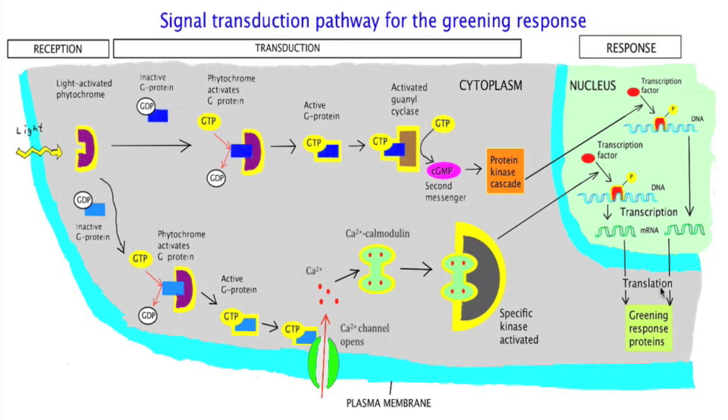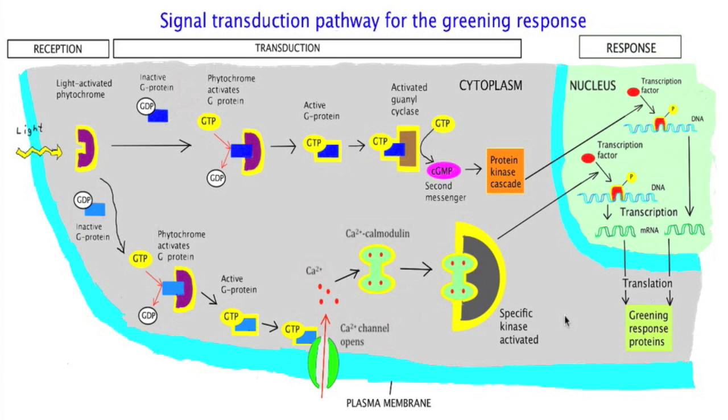The greening response proteins. Good. And then you might want to add, those do things like cause the stem to stop elongating so fast. They make the leaves expand. They produce chlorophyll. They make the roots elongate. You might add a little bit about that. Okay. So hopefully now our second pathway is understood a little bit more clearly.